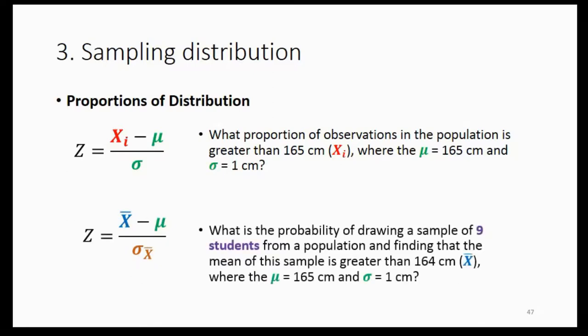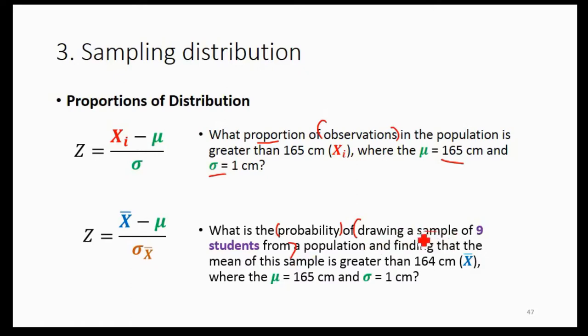So this is how it looks like. Previously you asked what is the proportion of observation in the population that is greater than 165 cm, where the population parameter is a mean of 165 and a standard deviation of 1 cm. So now the question is, what is the probability? It's not the proportion, it's a probability. It's very similar, of drawing a sample of 9 students from a population.